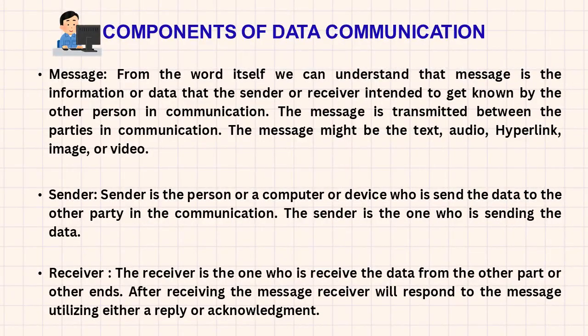Next one is component. A data communication system has 5 components. Let me discuss one by one. Message. A message is the actual information being sent between two parties. This could be text, audio, images, videos or links. For example, when you send a chat or email, that content is the message.